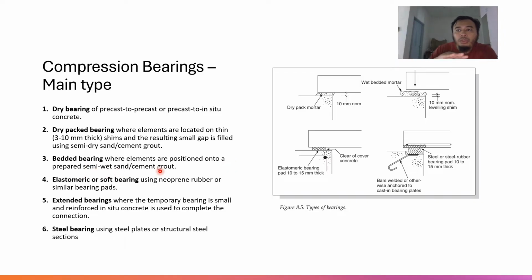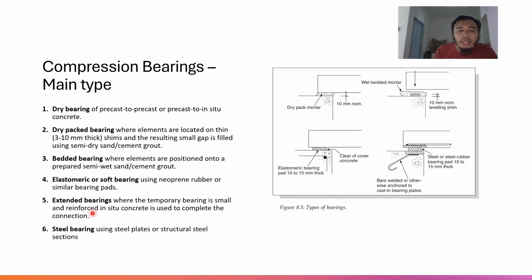You put a semi-wet sand or cement grout on top, so that acts as bearing. Or you use elastomeric or soft bearing like rubber, neoprene rubber or similar bearing pads. You put material, usually rubber, on top of your component, as in this example.